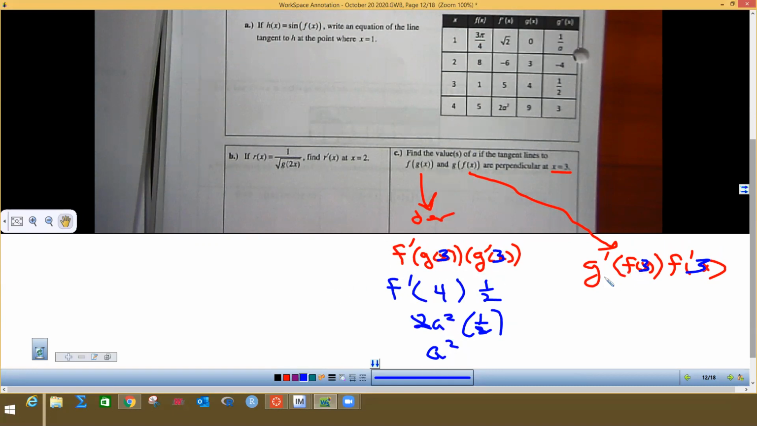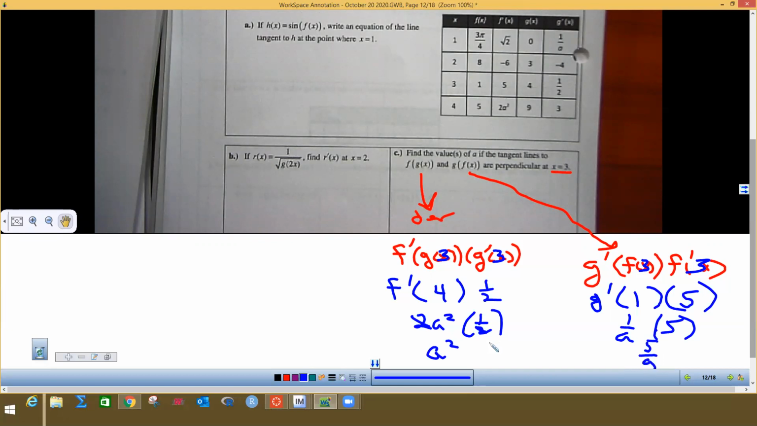Now I'm going to come over here and do this one. So I'm going to do g prime of f of 3. So I come up here to f of 3 is 1. And then f prime of 3, I go to f prime of 3, it is 5. And then I do g prime of 1, so g prime is here, of 1 is 1 over a. Oops, not equals, times 5. So that means the derivative of g of f of x is 5 over a.